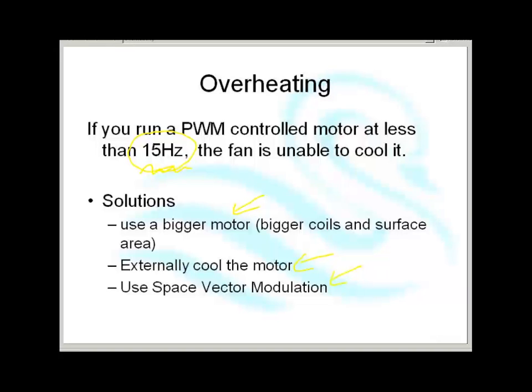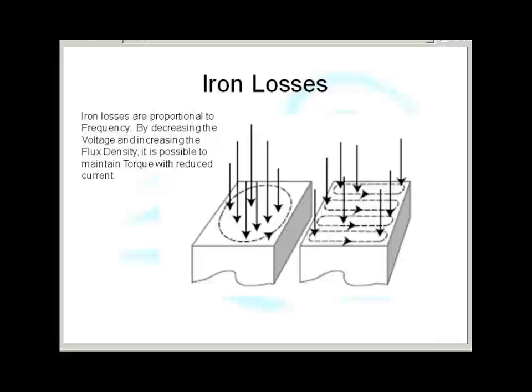Before we get into too much detail of water cooling and other cooling, if we just look at space vector modulation, you'll see how that works. Now, to understand space vector modulation, you have to understand that there are iron losses in a system. These are losses which are caused by eddy currents.